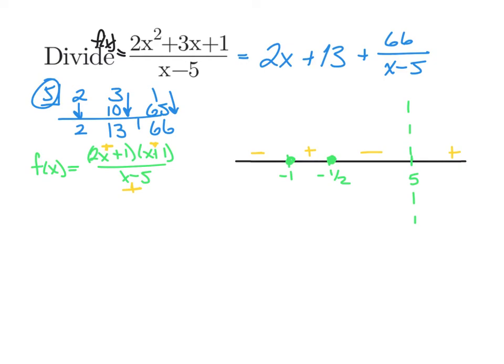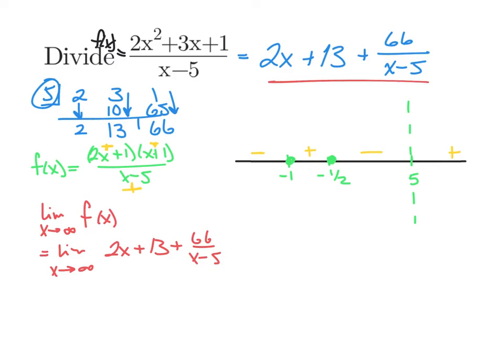The last thing we need is going to be any asymptote that we have. And if we looked at the limit as x approaches infinity of f of x, we're going to get the limit of 2x plus 13 plus 66 over x minus 5. I mean, we just said that that is what f of x is equal to. And as x approaches infinity, we'll have infinity plus 13. And for the fraction, the denominator is getting very large, so the entire fraction is going to approach 0. Overall, our limit is going to be infinity, which means it's going to grow forever and ever and ever.